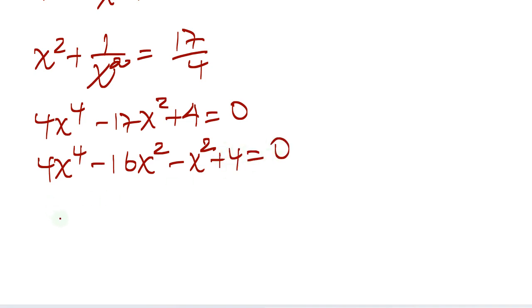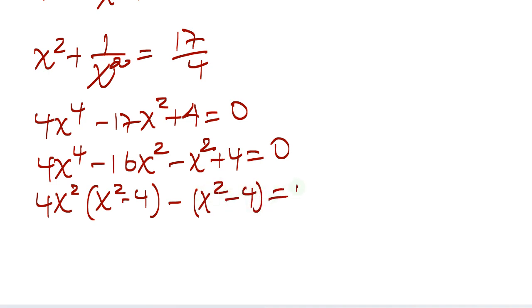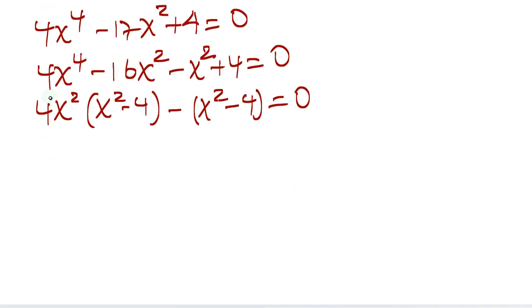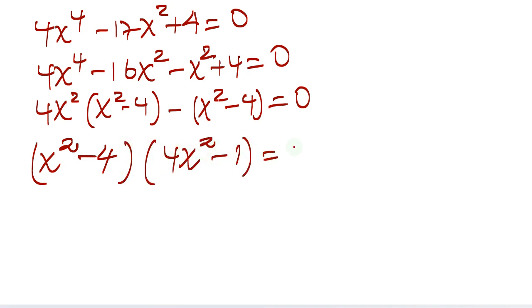So from here, this is actually 4x squared, which multiplies x squared minus 4, and then minus x squared minus 4, and then this is 0. So from here we have then that x squared minus 4, which multiplies 4x squared minus 1, is going to be equal to 0.